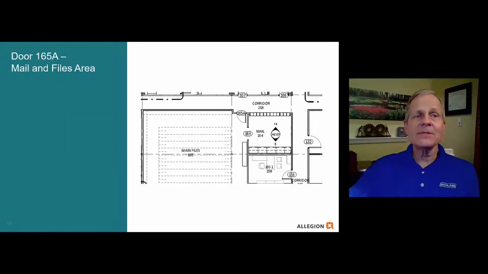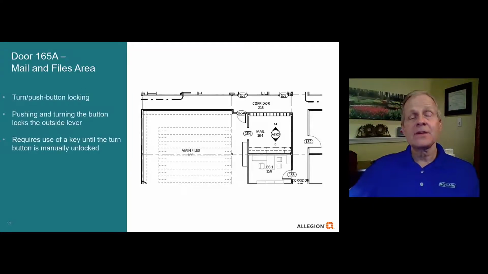All right, our next stop is going to be at door 165A. That's going to be at a mail room and file storage area. So for that one, we want to have a thumb turn or push button locking. When we push and turn the button, the outside lever is going to be locked, and we want to require a key until the inside turn button is turned to unlock the outside lever. So that would be an entry function.